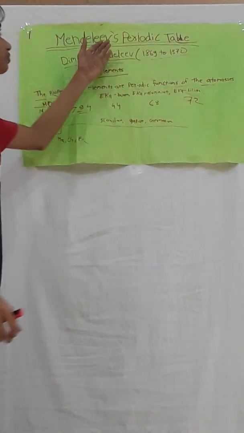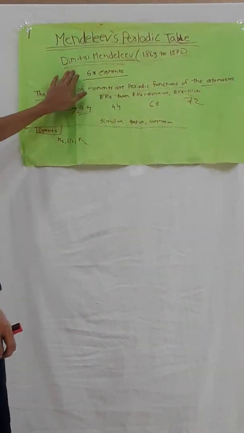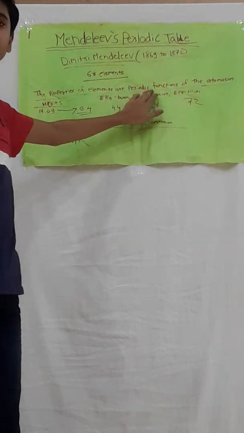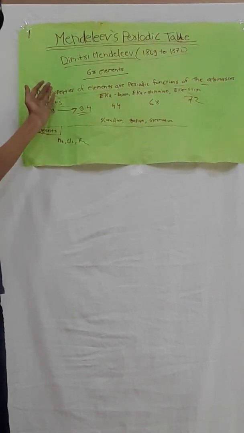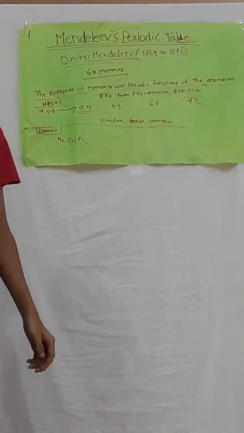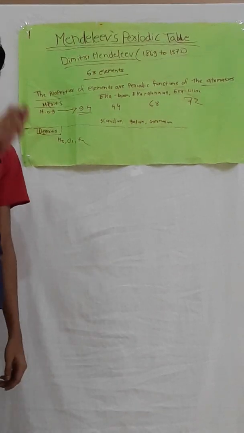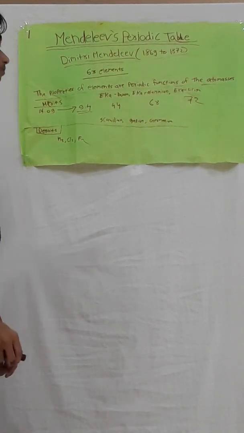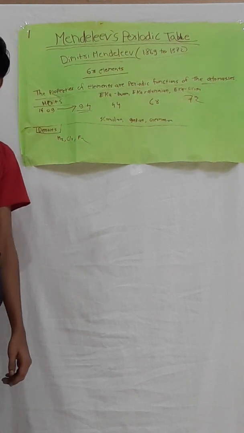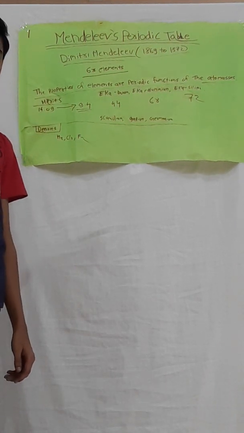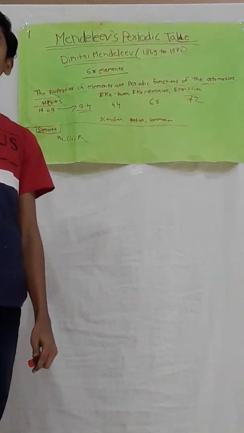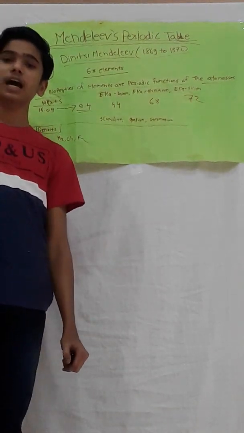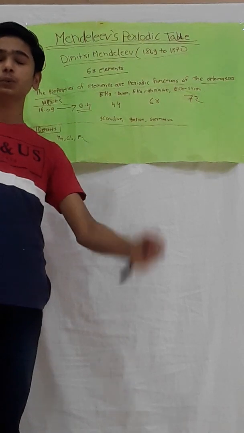We have learned Mendeleev's periodic table, the merits and demerits of the Mendeleev periodic table, and also Mendeleev's periodic law. Once again, we will start from the beginning to the end. Mendeleev's periodic table. The Russian scientist Dmitry Mendeleev developed the periodic table of the elements in the years 1869 to 1872.